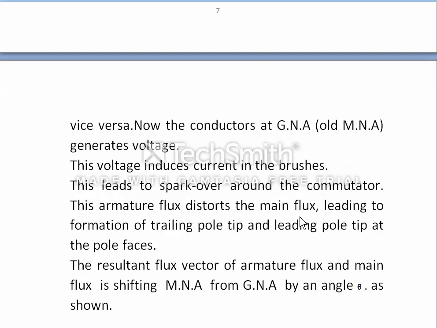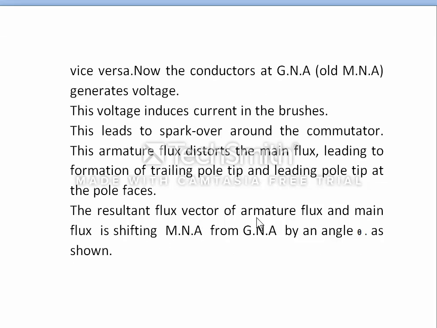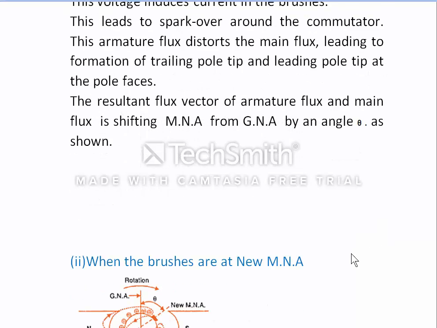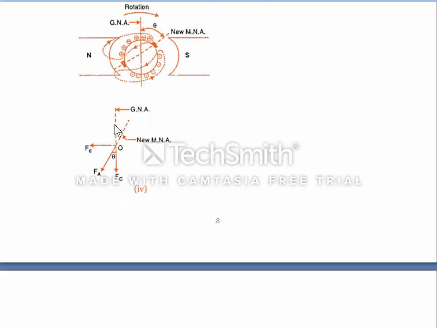This armature flux distorts the main flux, leading to the formation of the trailing pole tip and leading pole tip at the pole faces. The resultant flux vector of armature flux and the main flux is shifting the magnetic neutral plane from the geometrical neutral plane by an angle theta as shown. That you can see here. This is your geometrical neutral plane and this is your new magnetic neutral plane. So it shifts from here to here by an angle called theta.